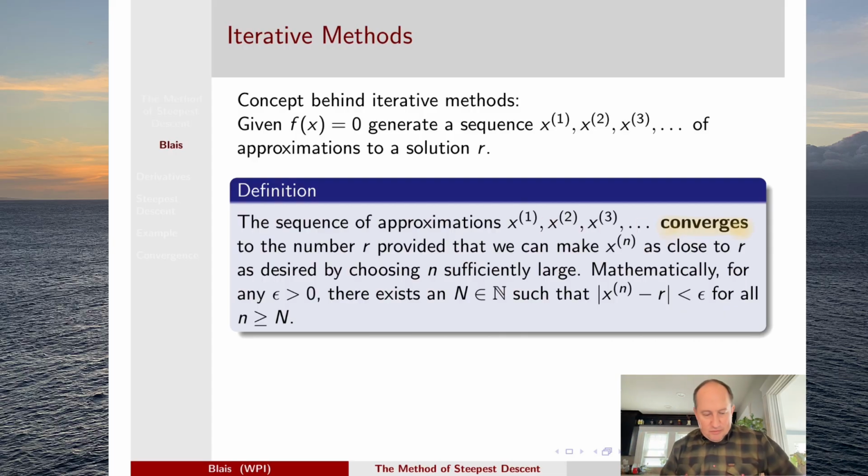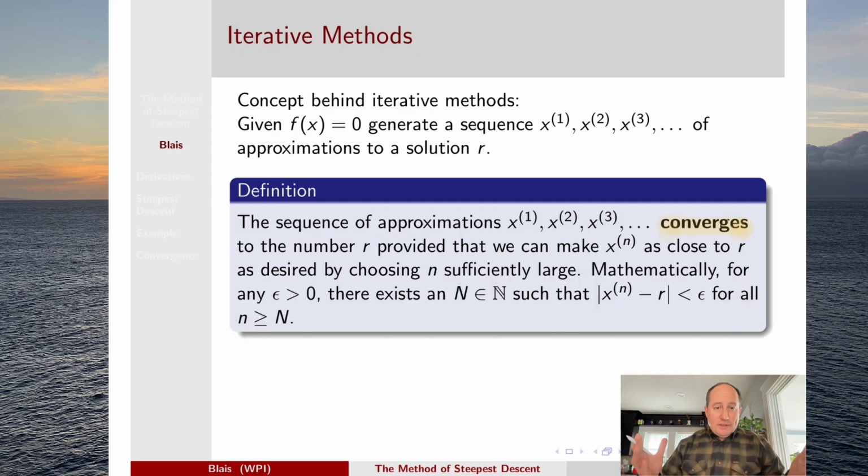And what it means to converge to a number r means we can make our sequence of xn as close to r as we want by picking n sufficiently large, which means just going far enough into the sequence. Formally, that means if we're given an epsilon greater than 0, an error tolerance, there exists an N, so think an index in the sequence, such that the absolute value of the difference between the nth iteration, xn, and r is smaller than epsilon for all n beyond that.